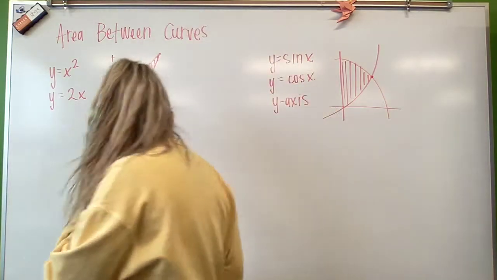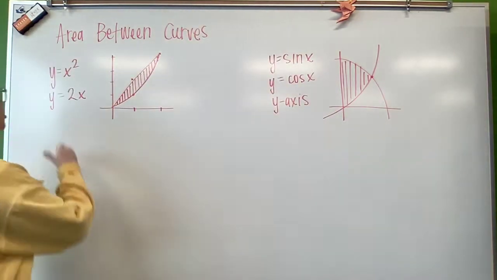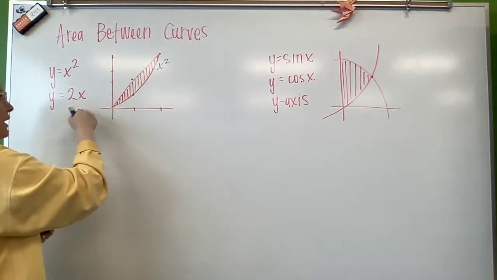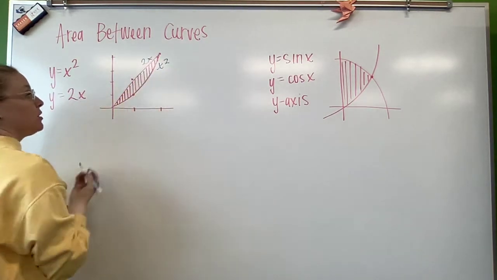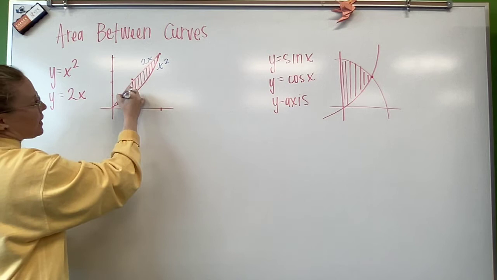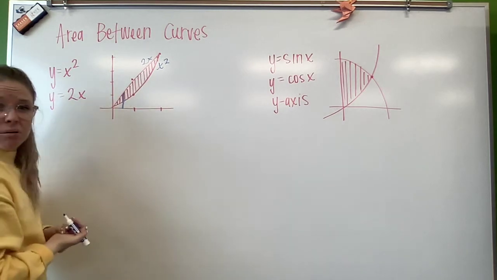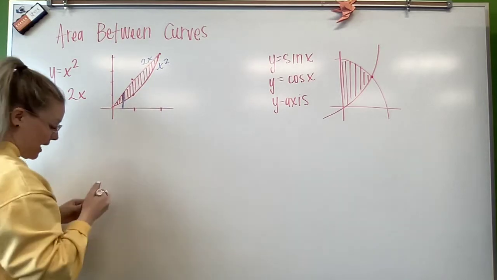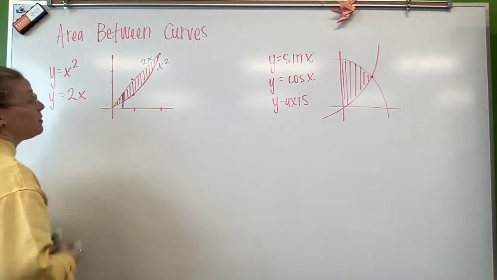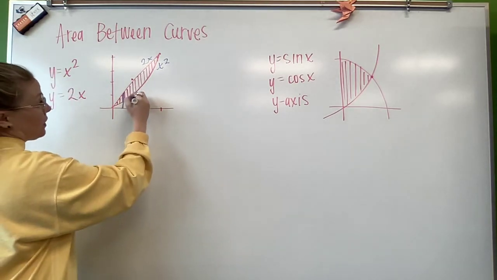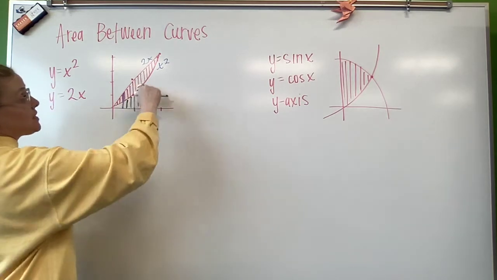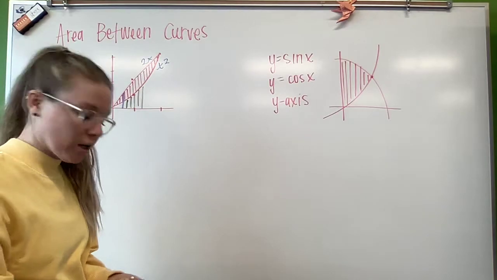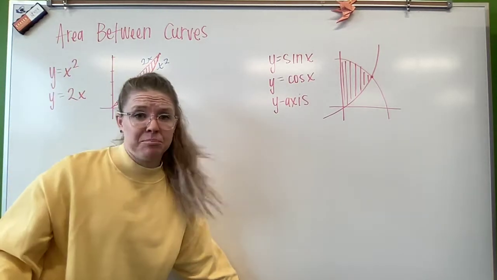For example, in this picture here, we have y equals x squared, which is this bottom curve, and y equals 2x, which is the upper curve. If I found the area below 2x, and then I subtract the area below x squared, it's going to leave me with the area between those two curves. It's as simple as that.